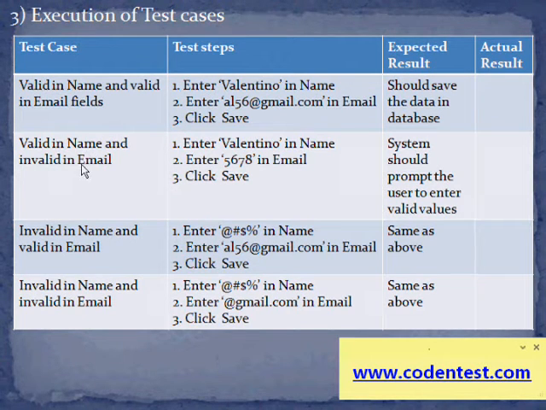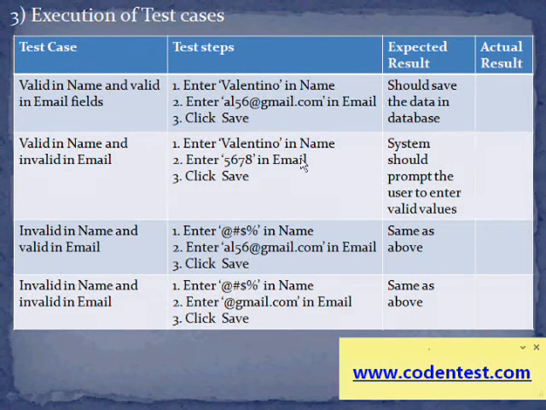And the next test case is valid in name and invalid in email. I just wrote valid in name and valid in email, but this is actually valid values in name and invalid values in email, which is understood, I guess. So the next test case is valid in name and invalid in email.